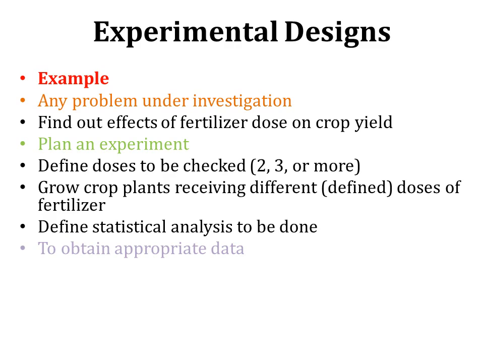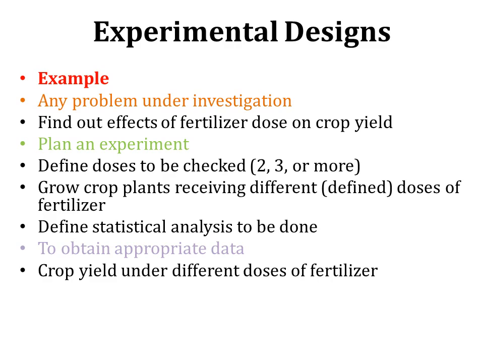So what kind of data are we going to get out of this experiment? This data is of course crop yield and the different doses of fertilizer, right? So we defined different doses of fertilizers, we gave these different doses to crop plants, and in the end we are going to get the data. And this data is basically the crop yield and the different doses of fertilizer. So this data is obtained.